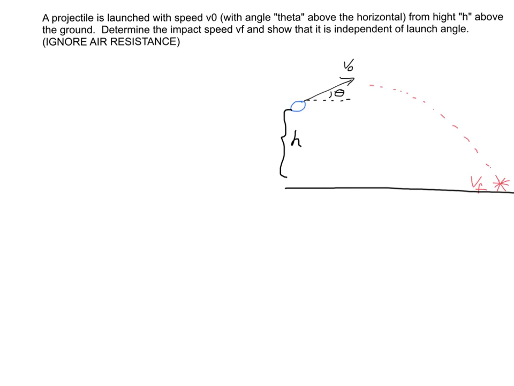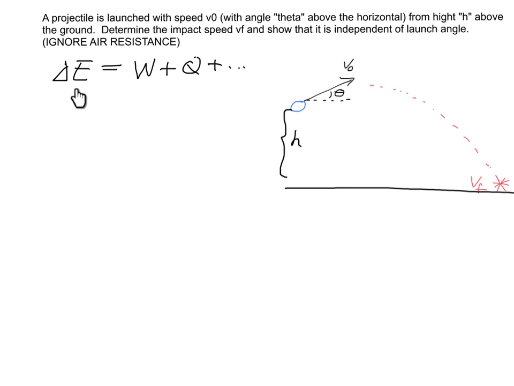We'll solve this symbolically. Now you might think that we'd need to know the angle above the horizontal, but we don't actually need to know this to find the final speed. We'll see in this problem that the final speed, the speed at impact, is independent of the angle theta, which is pretty amazing. Okay, so let's get started by writing down energy conservation.